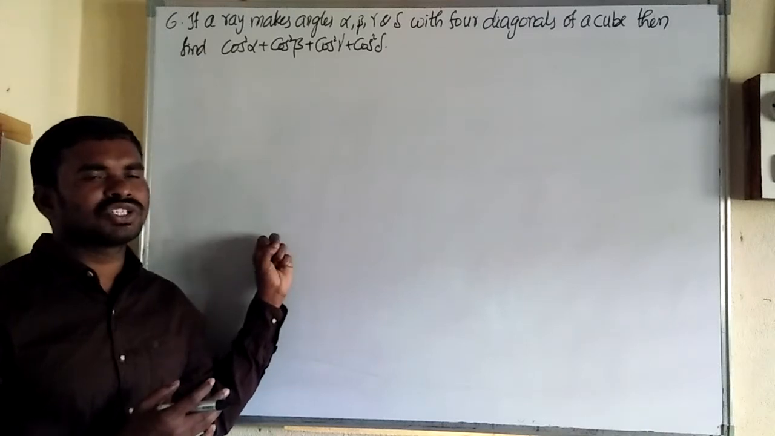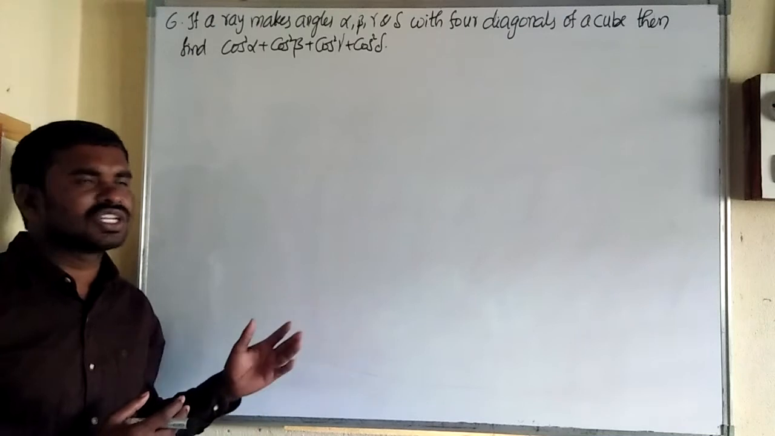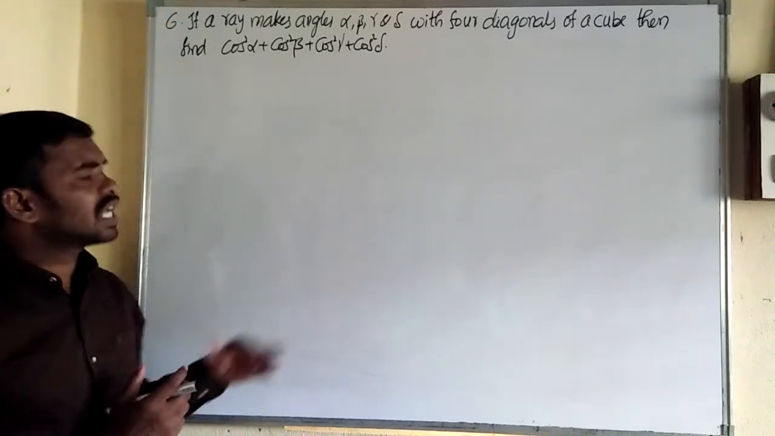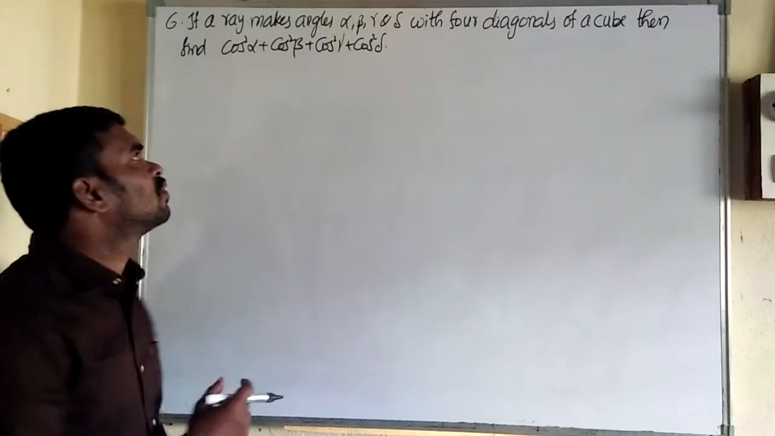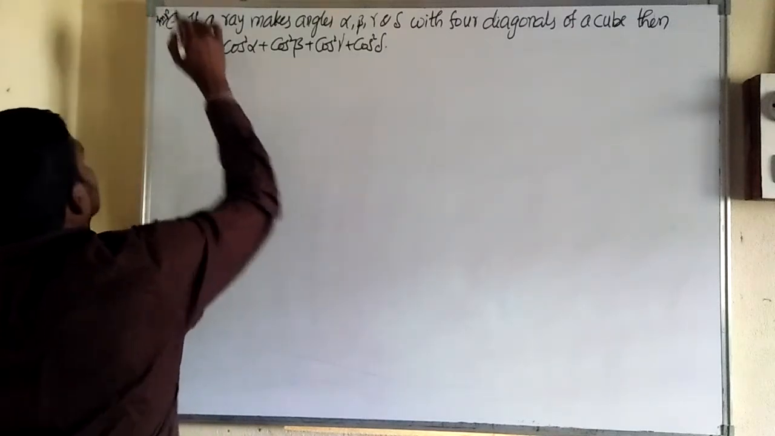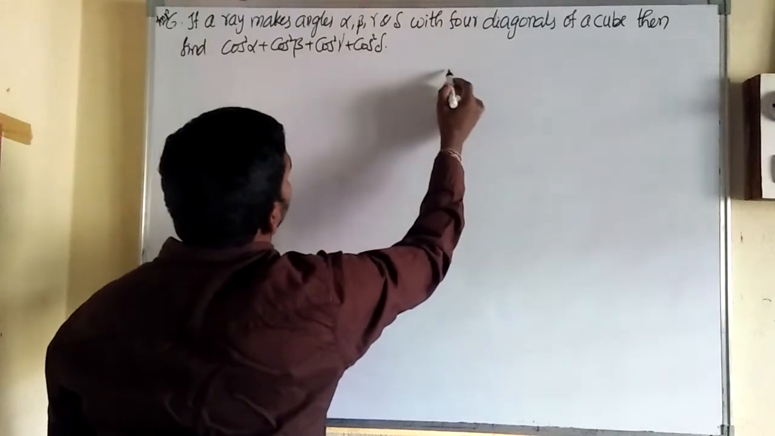Position vectors, and the angle between two lines cos theta equal to A1 A2 plus B1 B2 plus C1 C2 by root of. Same formula here also, but here using direction ratios we can prove. Okay, see that this is also important. Okay, cube. What is that? Cube is given. Cube means what?